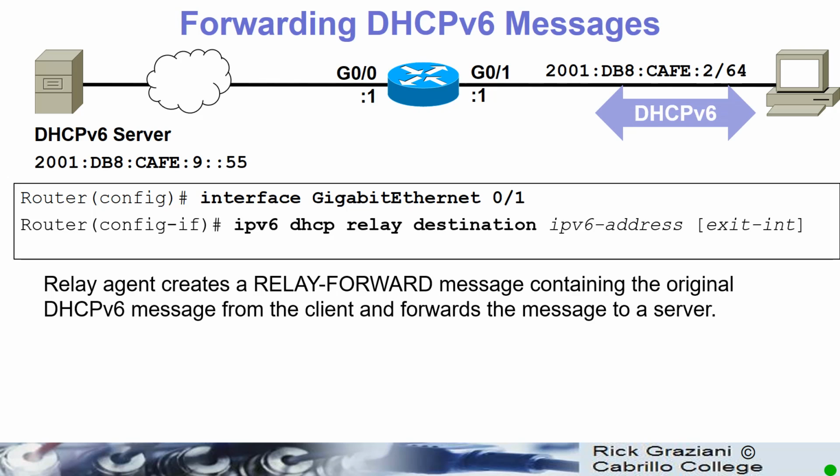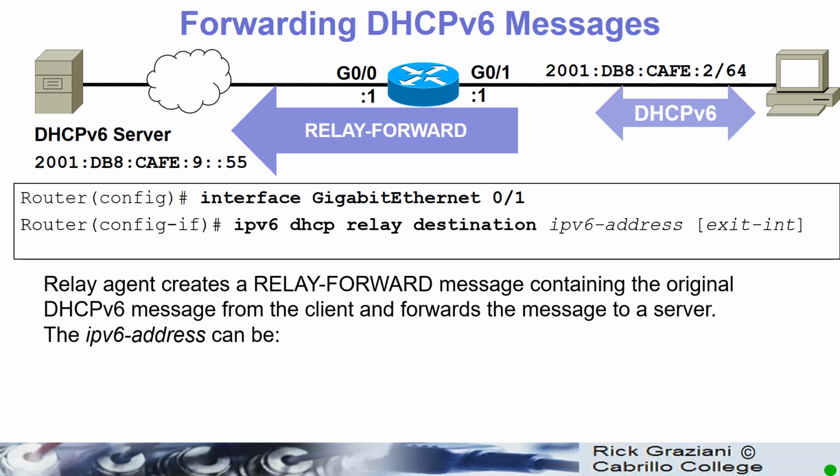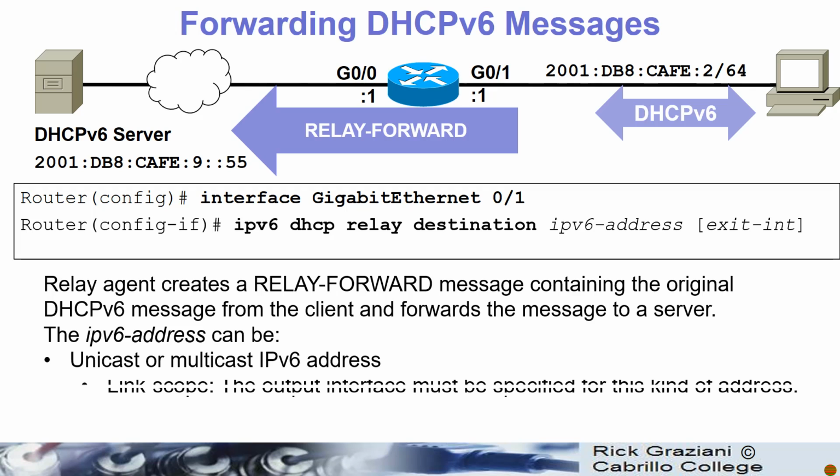Here we have a client requesting DHCP. The relay forward will send it to the DHCP server. The IPv6 address can be a unicast or multicast address. The link scope, which is the output interface, must be specified for this kind of address.